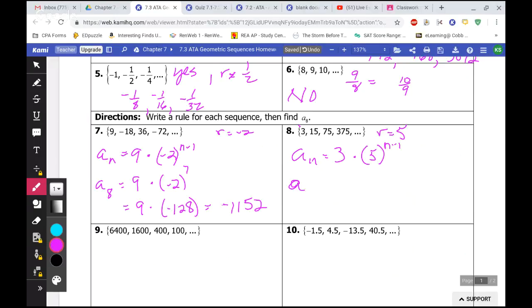So if they're asking me to find the 8th term, then I've got 3 times 5 raised to the 7th power. And 5 raised to the 7th power is 78,125. And so then my final answer is 234,375.